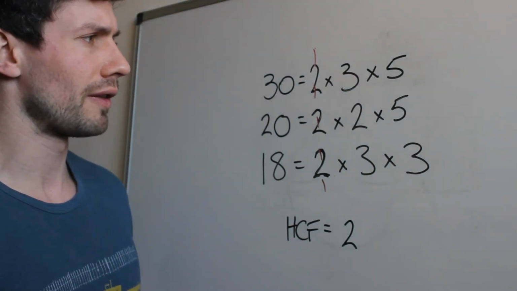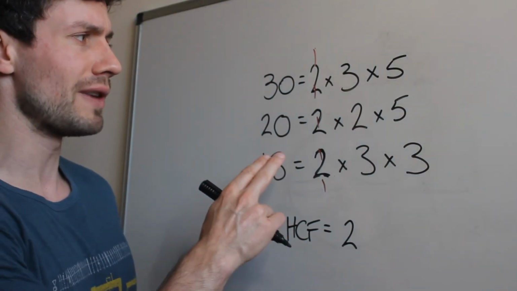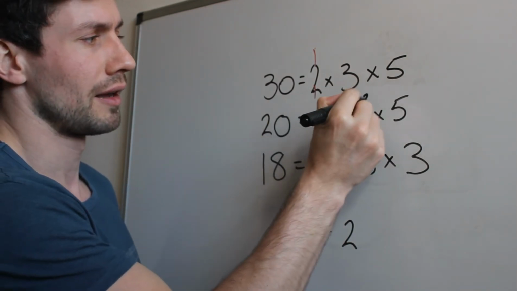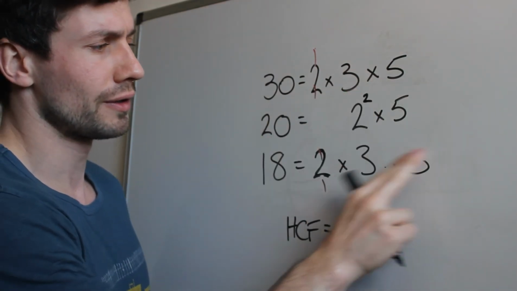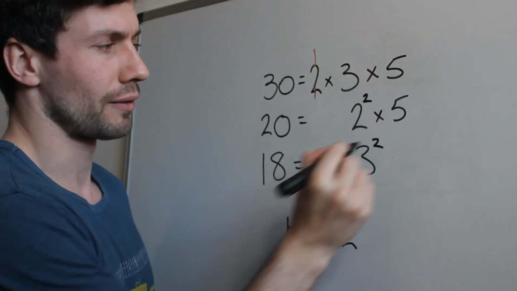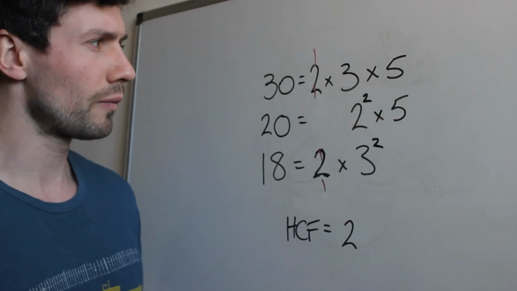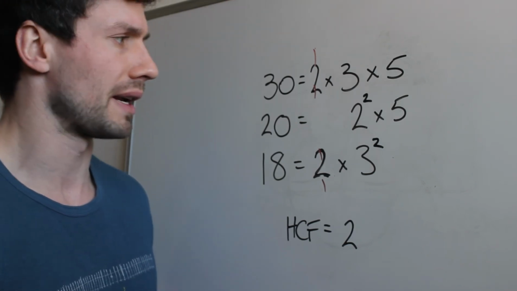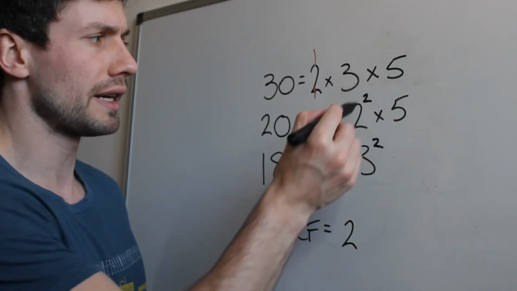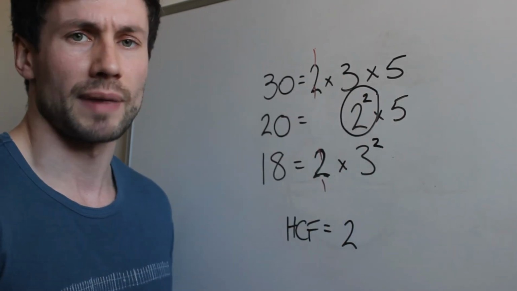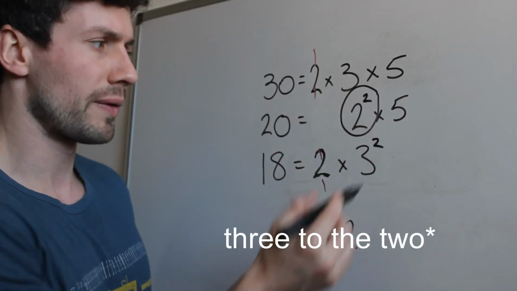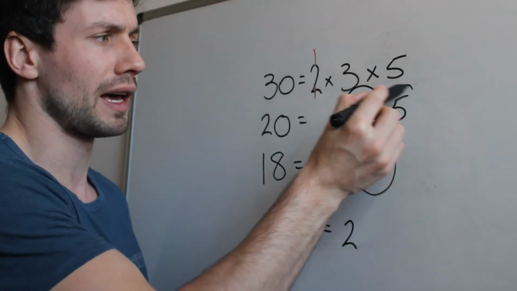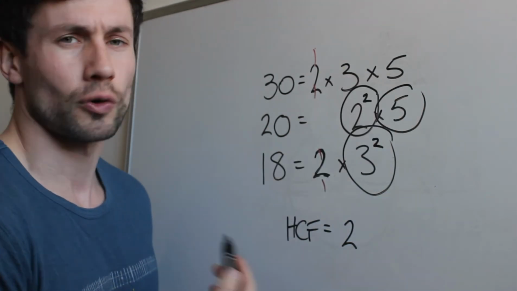In order to work out the lowest common multiple, I would need to rewrite this in its index form, and I can do so quite quickly by combining those 2 2's and combining these 2 3's. We're now ready to select the highest power of every prime that appears on the page. There are 2's here, and 2 to the 2 is my highest power of 2. There are 3's here, and 3 to the 2 is my highest power of 3. And there are 5's in both the prime factorisation of 20 and 30.